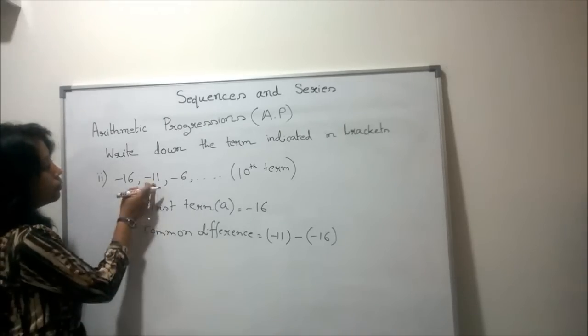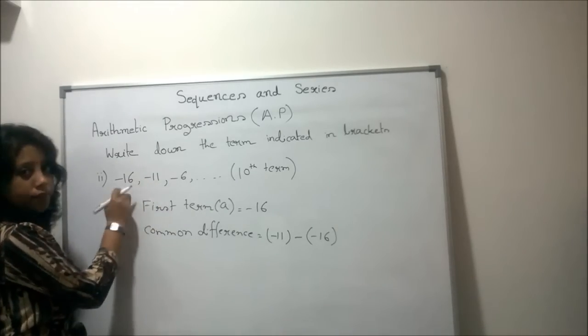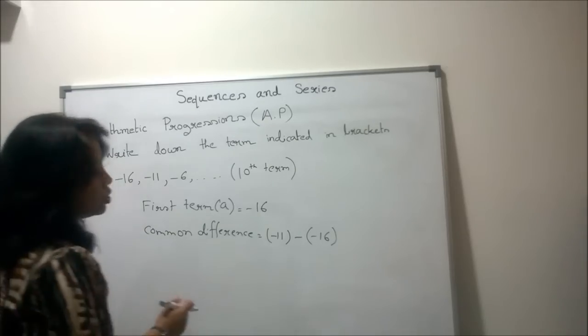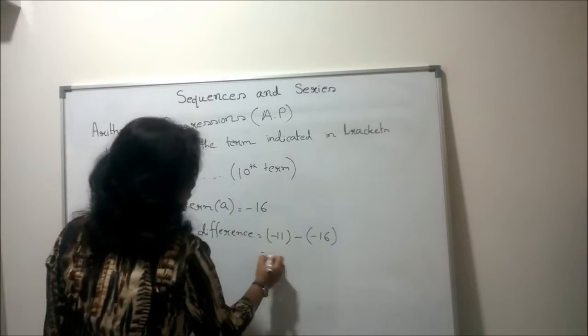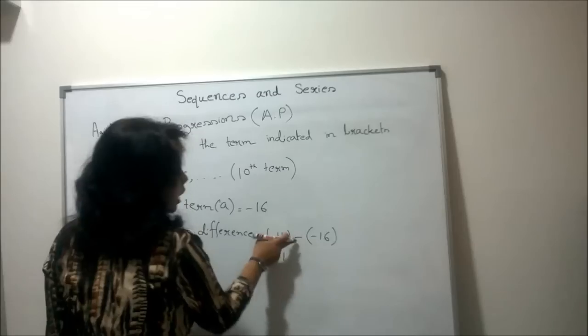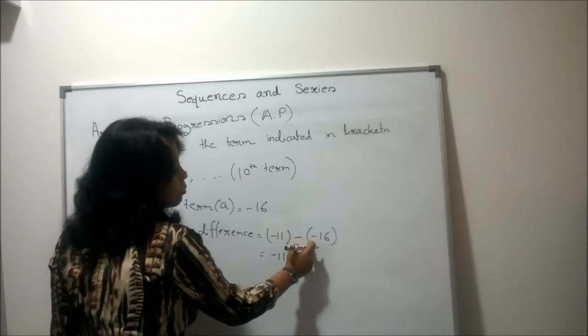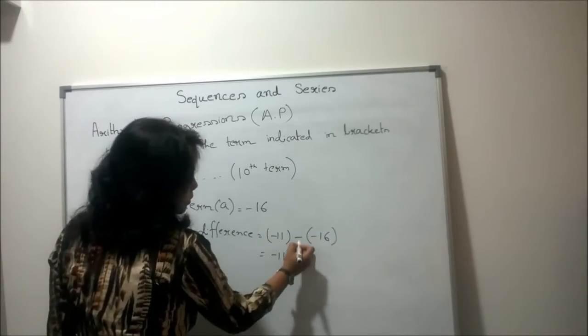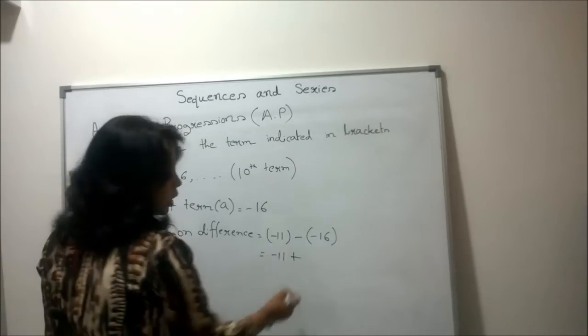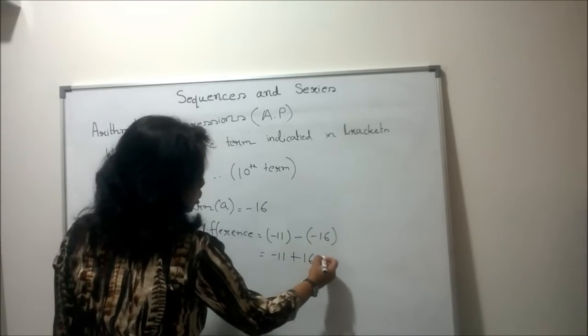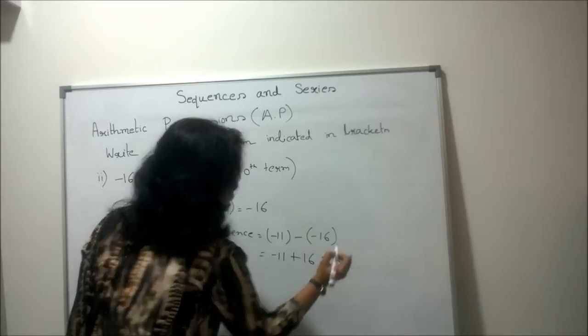Okay, we have to find out the difference of these two terms. So here that is minus 11, and here is a minus, here is a minus. If we remove the bracket here, that becomes plus. Okay, plus 16. So this is 5.